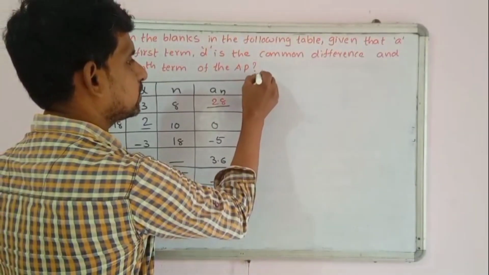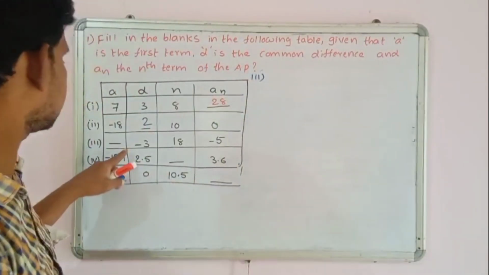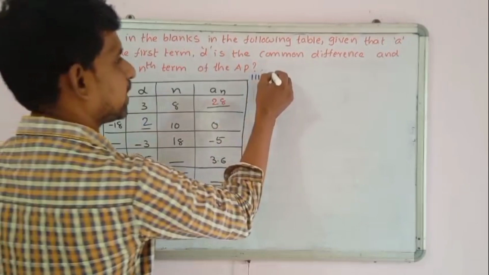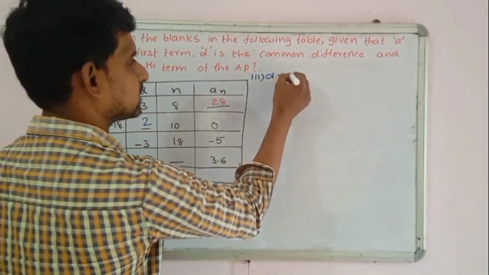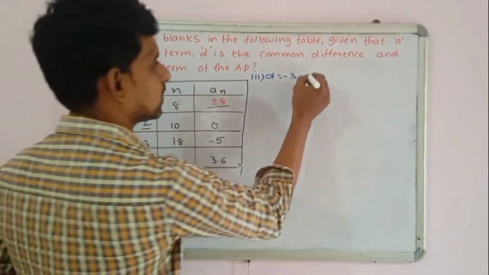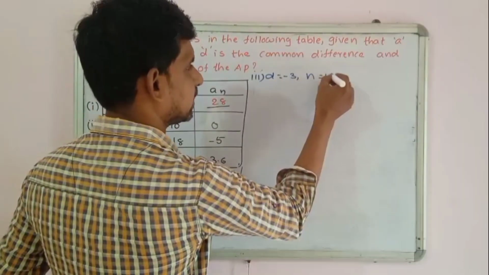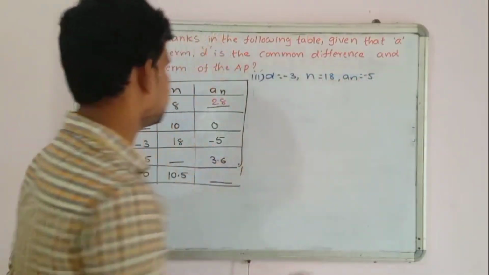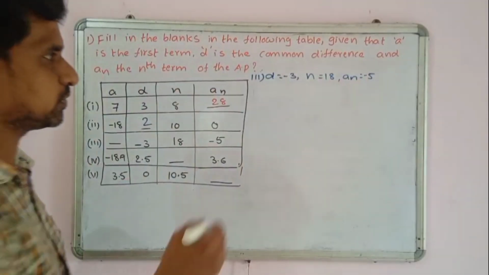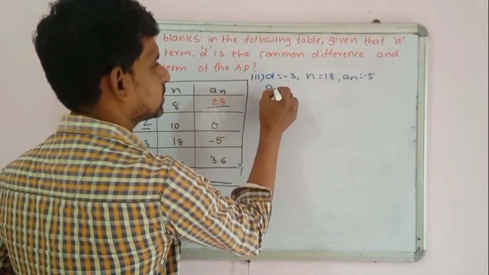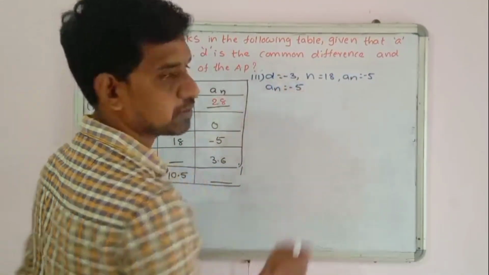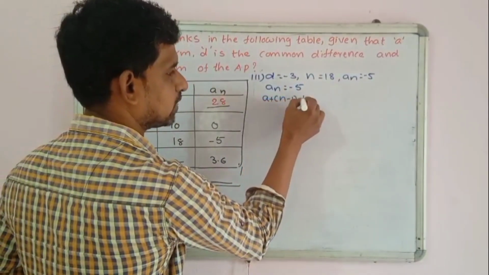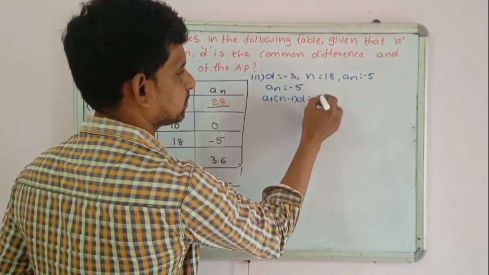Now see third one, problem 3. Here a is not given, d equals minus 3, n equals 18, an equals minus 5. Now we have to find out a. So we know that an equals how much? Given an equals minus 5. What is the formula of an? a plus (n minus 1) into d equals minus 5.